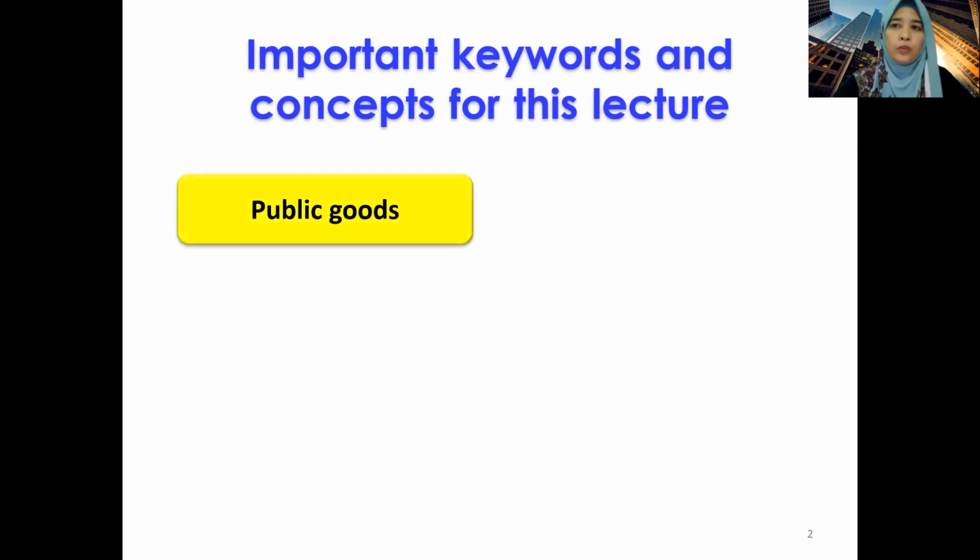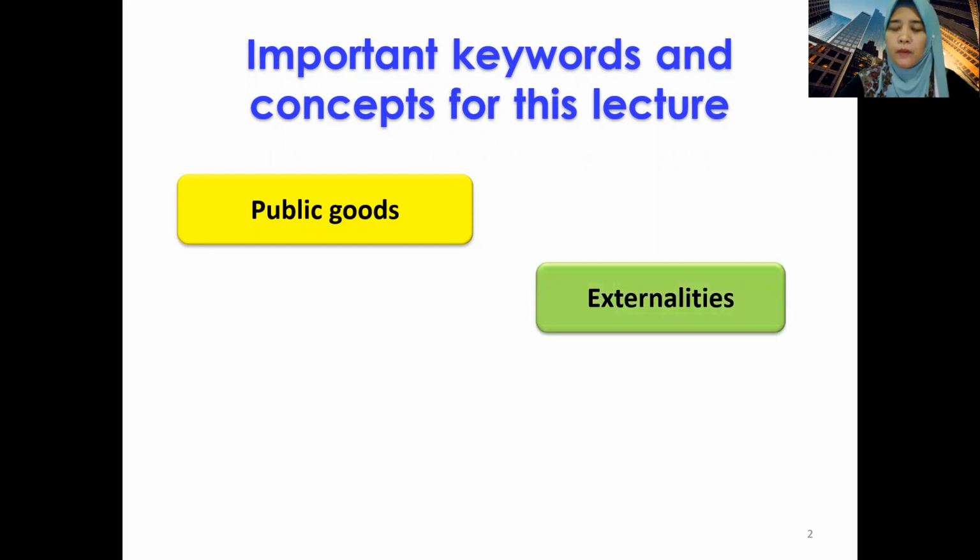As opposed to market goods or private goods. There are two types of goods and services that we learn in economics, which are public goods and market goods. So we are now talking about goods that are provided by the government.